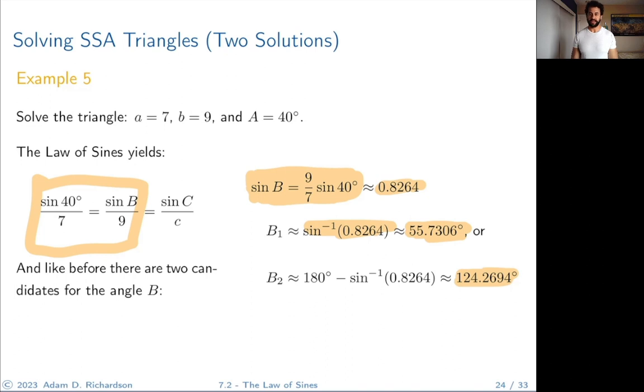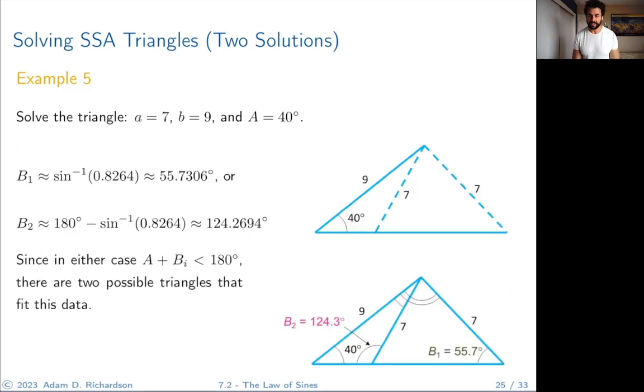So those are the two possible candidates. Now, I think I say it over here. In either one of these cases, the angle A plus the angle B1 or the angle B2 will still be less than 180 degrees.